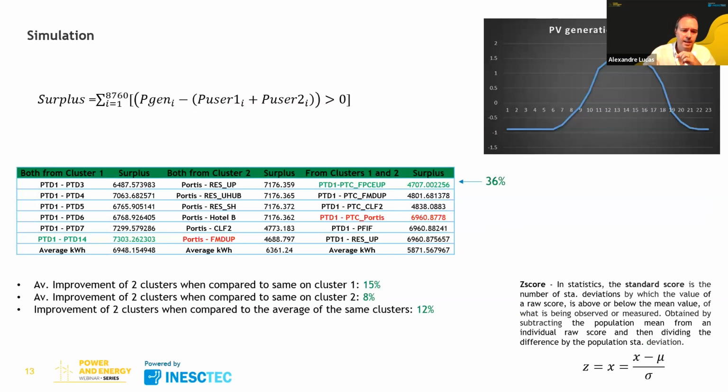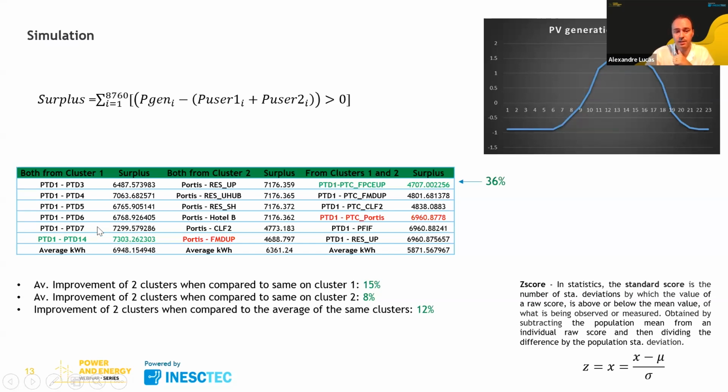And then we had to prove that our hypothesis of the complementarity was true. So what we did was, you see here in this table, we paired consumers from the same cluster, 1, which you see in this first column, and consumers also from the same cluster, but in this case, cluster 2. And we calculated the surplus energy against a generic PV curve that you see here. We ran this little sum that you see here. It's the power generated in each observation minus the power used by the users in that same observation. And we saw how much surplus the pairing resulted in.